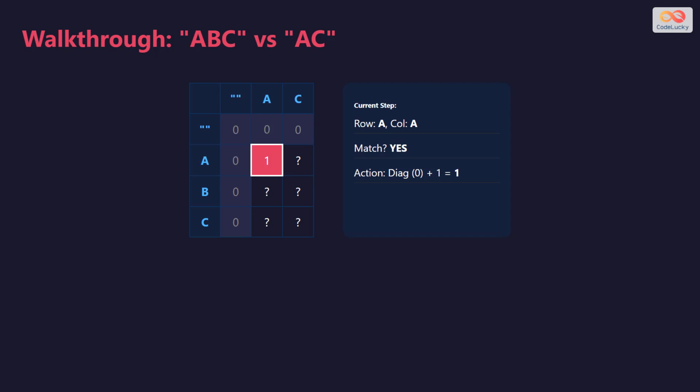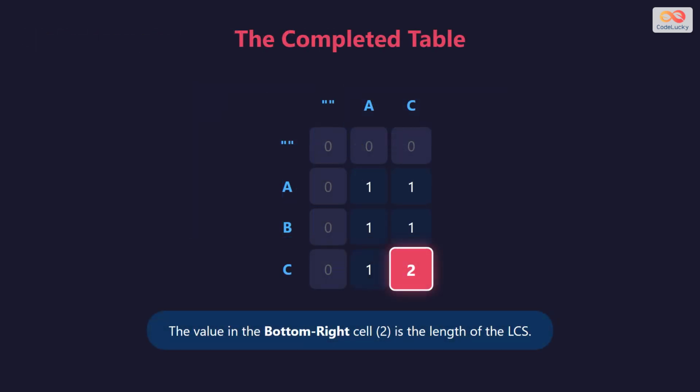Let's see this in action with a small example. String A, B, C versus string A, C. We start filling row A at column A, the characters match. We look at the diagonal, which is 0, add 1, and get 1. We continue this process for the entire grid, applying our two rules at every step. Once the table is completely filled, the answer to our problem, the length of the longest common subsequence, is waiting for us in the very bottom right cell. In this example, the value is 2, corresponding to the subsequence A, C.